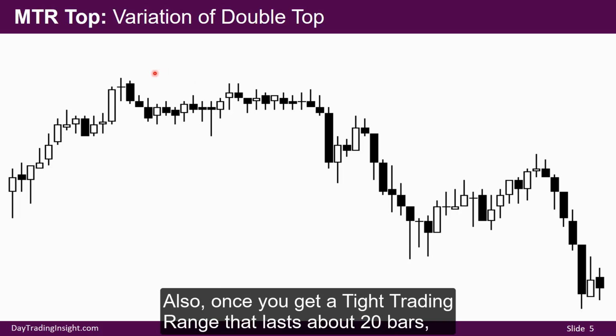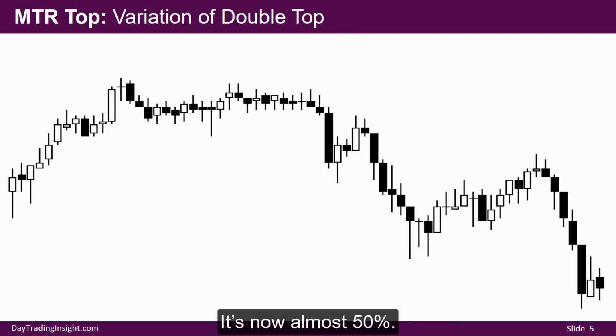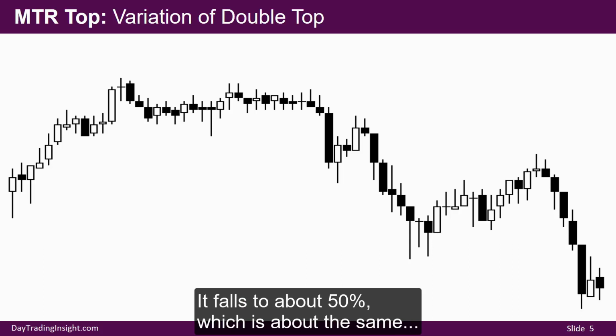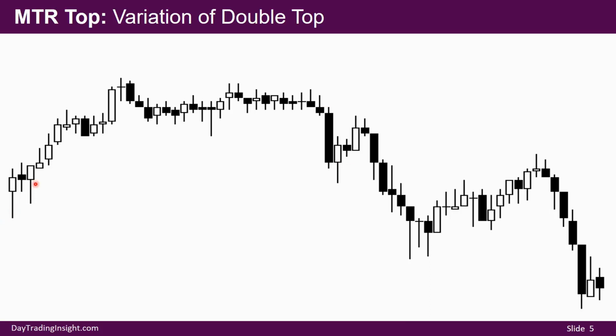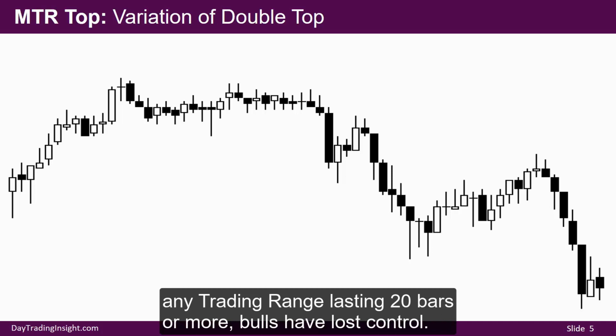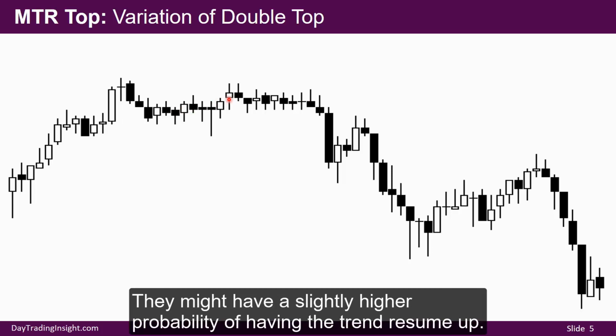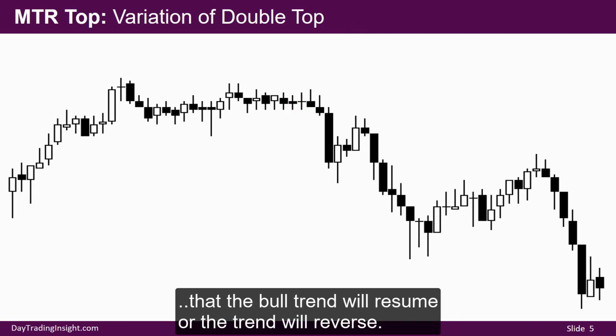Also, once you get a tight trading range that lasts about 20 bars, the probability of trend resumption up is less than it once was. It's now almost 50%. It falls to about 50%, which is about the same as the probability for a bear trend reversal. A bull trend and then a tight trading range lasting 20 bars, any trading range lasting 20 bars or more, bulls have lost control. They might have a slightly higher probability of having the trend resume up, but it's basically a 50-50 chance that the bull trend will resume or the trend will reverse.